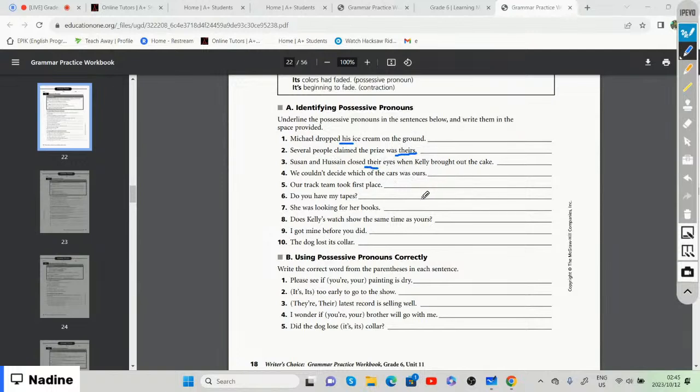We couldn't decide which of the cars was ours. Can we identify the possessive pronoun within that sentence? We couldn't decide which of the cars was ours. And if we choose the possessive pronoun, we're going to say ours.